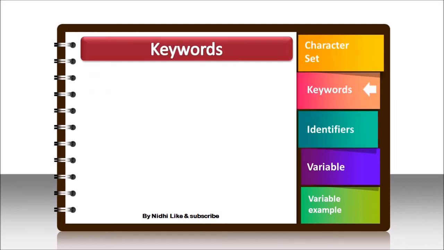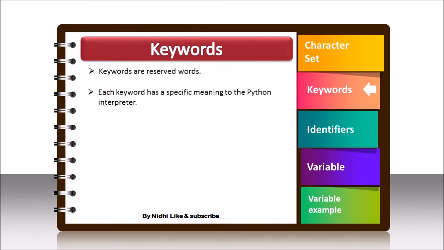Keywords are reserved words. Each keyword has a specific meaning to the Python interpreter. As I told you in the features of Python, Python is an interpreted language, so each keyword has a specific meaning that is told to the interpreter. Next, Python is case sensitive. That means if you write something in capital, it has a different meaning than if you write it in small letters. So keywords must be written exactly as they are.